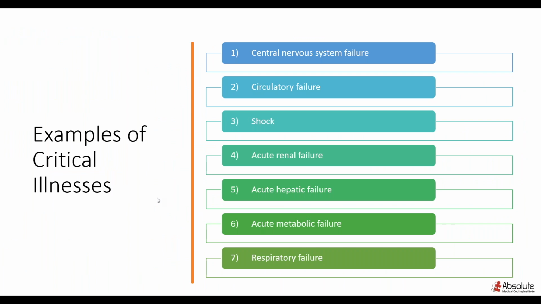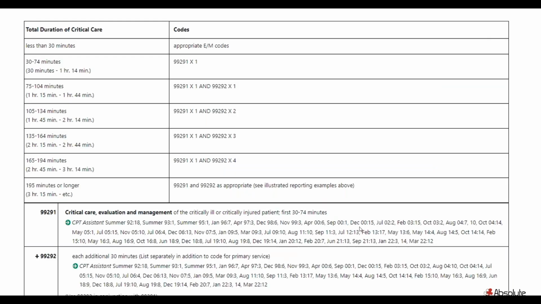So these are examples of critical illness which we were mentioning before. These are a few of the critical illnesses for which critical care services are given. They include central nervous system failure, circulatory system failure, shock, acute renal failure, acute hepatic failure, acute metabolic failure, and respiratory failures. Now let me introduce you all to the table which we would mostly use to solve the critical care service scenarios. And these tables are very, very helpful.